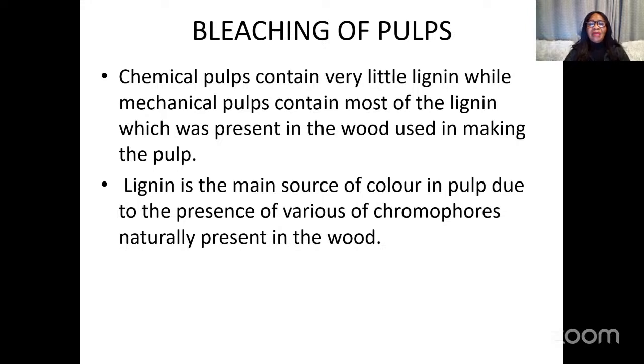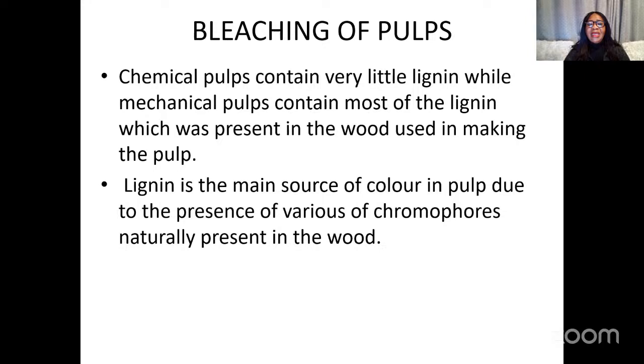So in that process, a lot of lignin is lost. And so that's why we have very little lignin in chemical pulps, while mechanical pulp contains most of the lignin which was present in the wood, because of course not much of it is lost while pulping. We don't use much chemical, just a little to soak and then bring out and do the pulping.